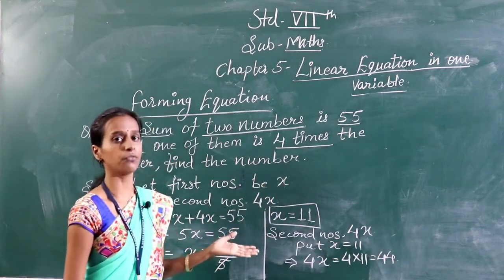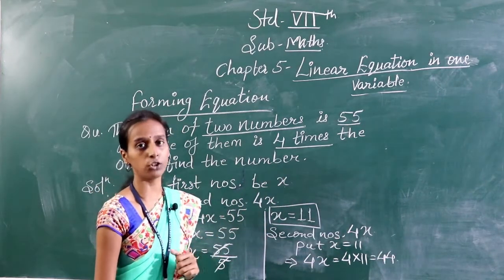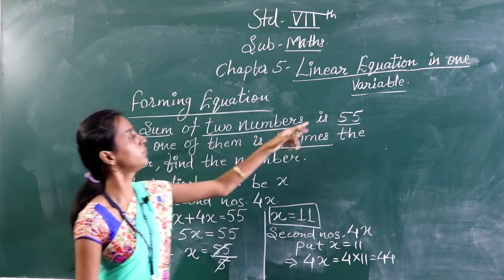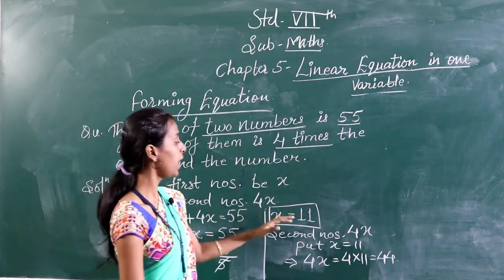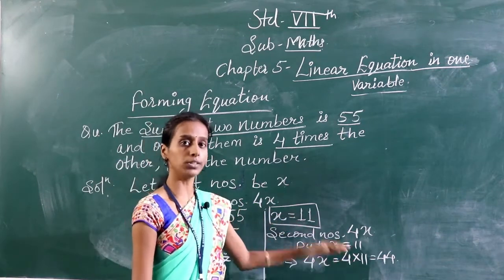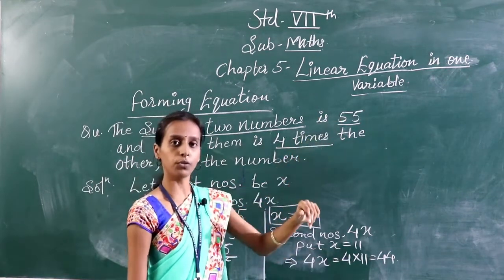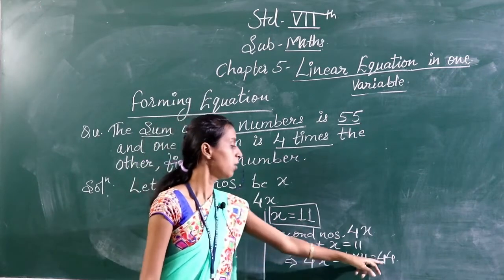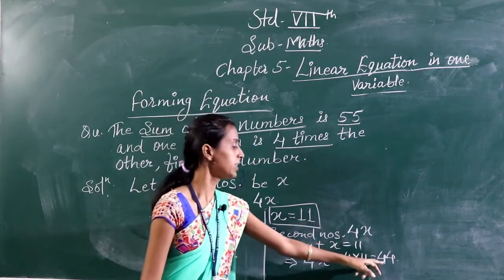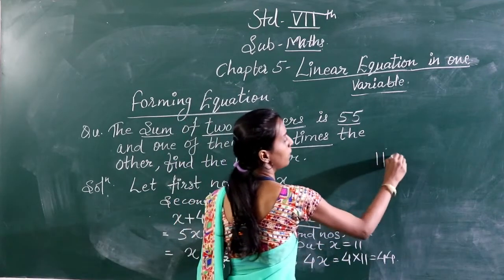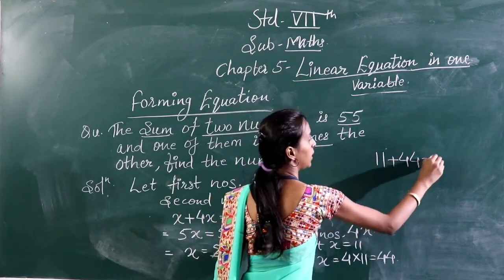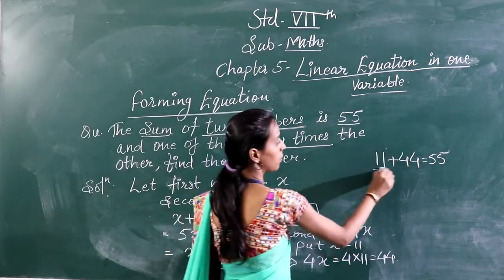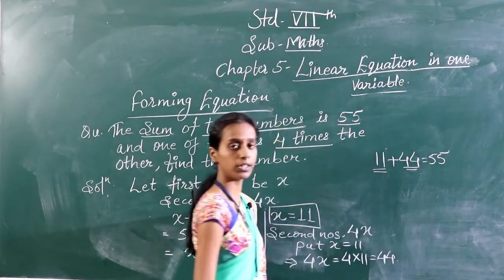Now if we want to confirm whether the two numbers we got are correct or not, what will we do? It is given that the sum of two numbers is 55. So if we add number 1 and number 2, we should get the result 55. The first number we got is 11, the second number is 44. So 11 plus 44, what will we get? 55. So that means the first number and second number we got are correct.